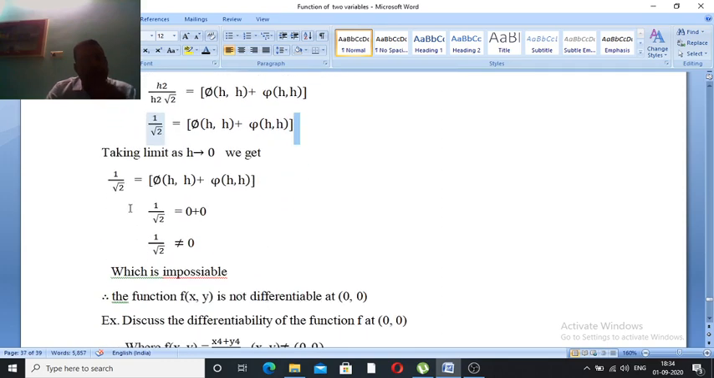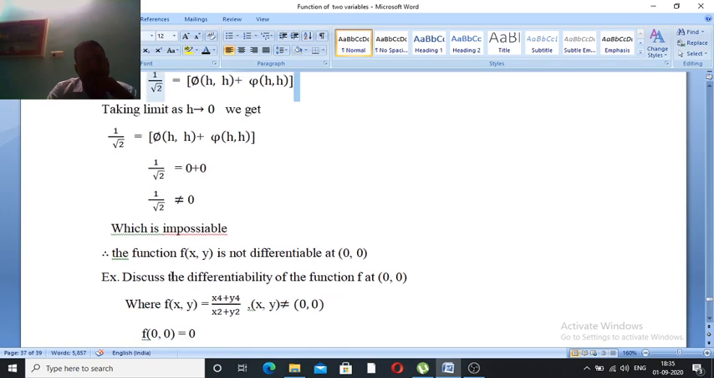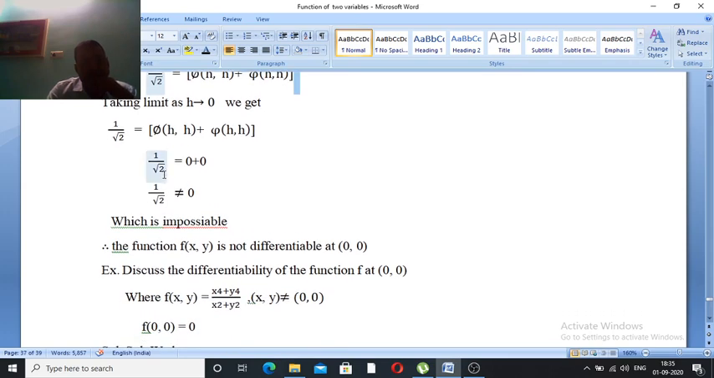Taking the limit as h tends to 0, we get 1 upon under root of 2 is equal to the limit of phi(h, h) plus psi(h, h). As h tends to 0, phi(h, h) is 0 and psi(h, h) is 0. Therefore, 0 plus 0 is 0. But 1 upon root 2 is not equal to 0, which is impossible. If both were equal, then the function would be differentiable at the origin. But both are not equal, therefore the function f(x, y) is not differentiable at the origin.